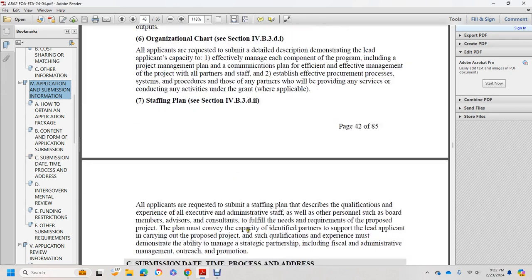Staffing plan. See Section 4B3D2. All applicants are required to submit a staffing plan describing the qualifications and experience of all of the executive and administrative staff, as well as other personnel such as board members, advisors, or consultants who will fulfill the requirements of the proposed project. The plan must convey the capacity of the identified partners to support the lead applicant and carry out the proposed project. The qualifications and experience must demonstrate the ability to manage the strategic partnership, including fiscal and administrative management, outreach, and promotion.